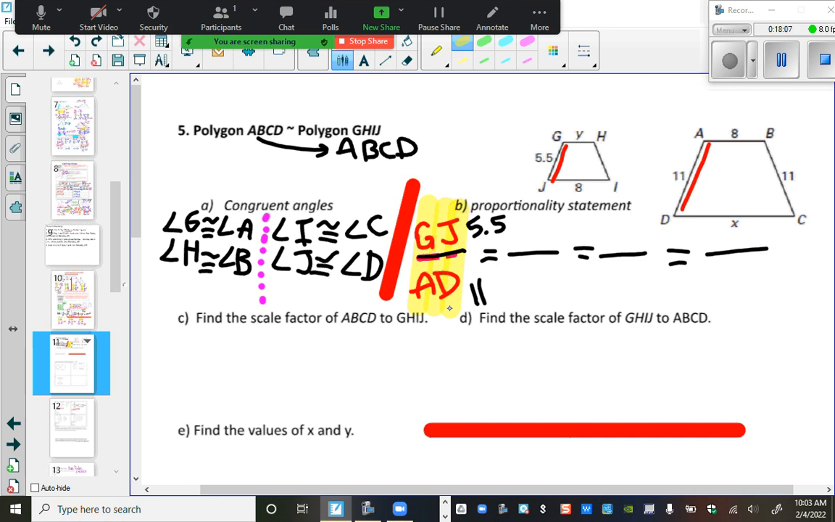Now, let's do others. So pick another side from this trapezoid. GH. Okay, we can go GH. I'm good with that.